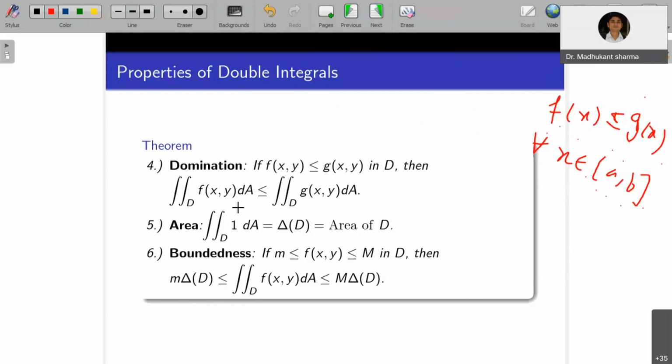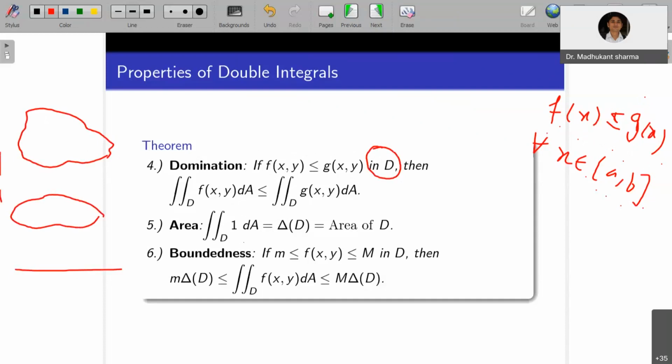Similarly here, when one surface lies below the other surface in a domain D. So over the domain D you have two surfaces, one surface here and one surface here, and you are measuring the volume. The volumes bounded by these are definitely related in a similar fashion. Meaning f of x, y lies below g of x, y, so the double integral over D of f of x, y dA is less than or equal to the double integral over D of g of x, y dA.